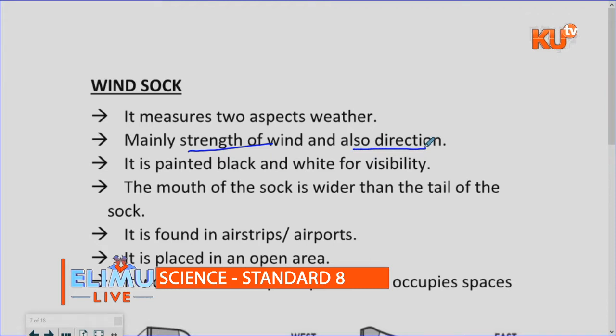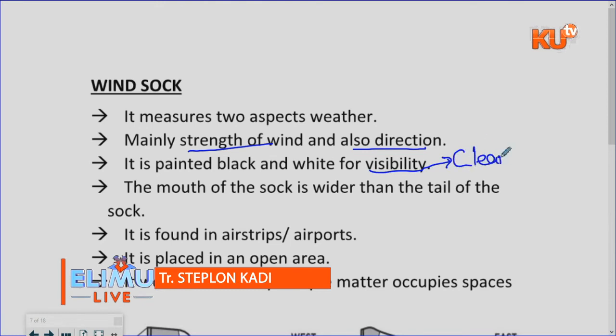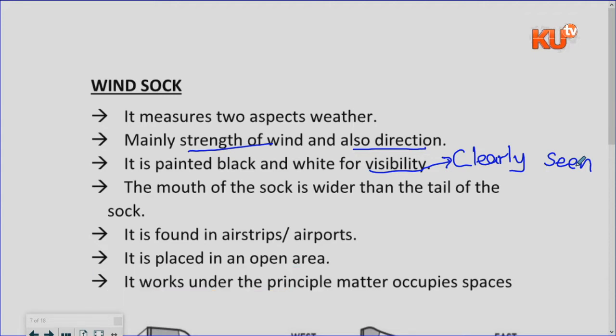A windsock is also painted white and black for the purpose of visibility. In case you're wondering what visibility is, it means in order to be clearly seen. So it is painted black and white. Now I said it's found in airports or airstrips, so the pilot looking at a windsock should be able to see it clearly. That's why it's painted white and black. Or if not white and black, we can also have contrasting colors which can enable visibility.